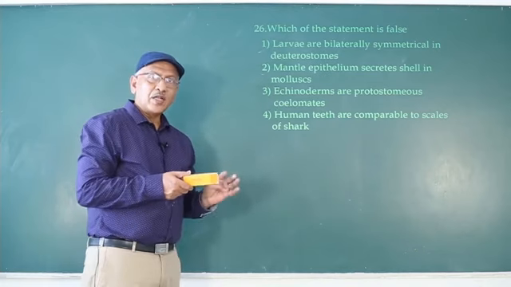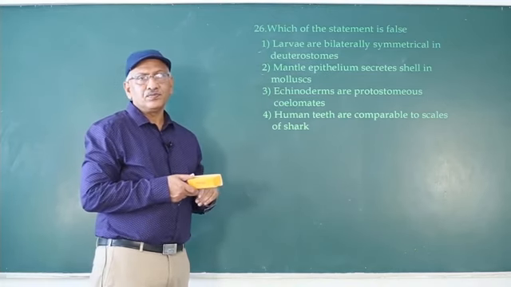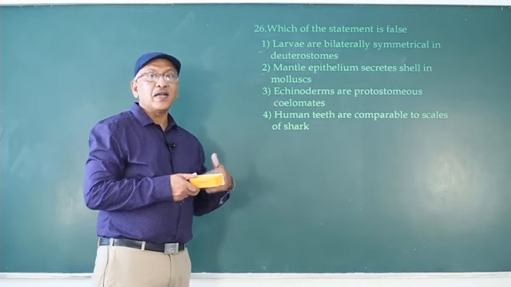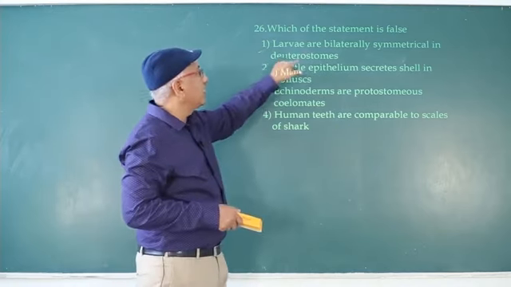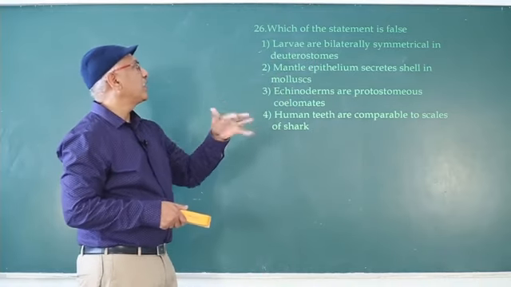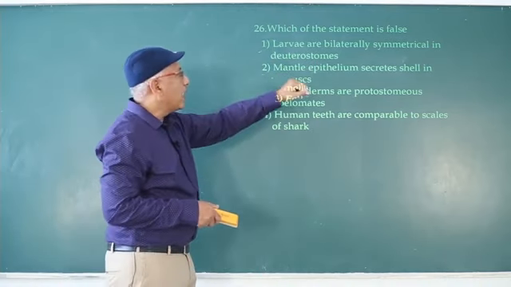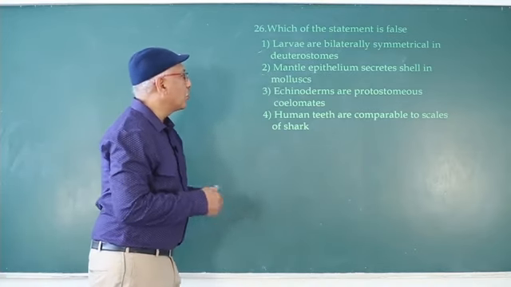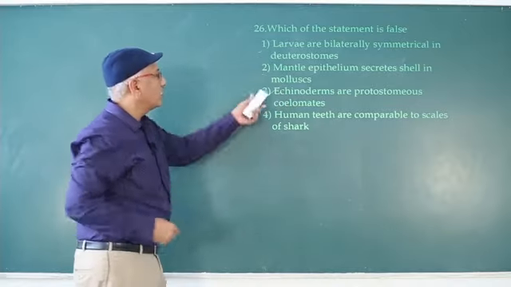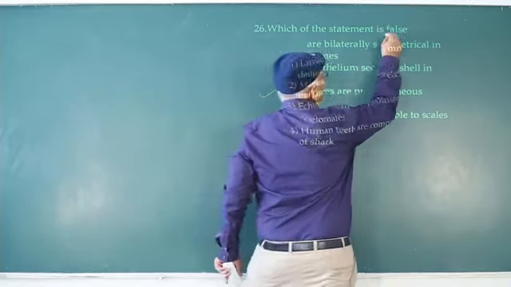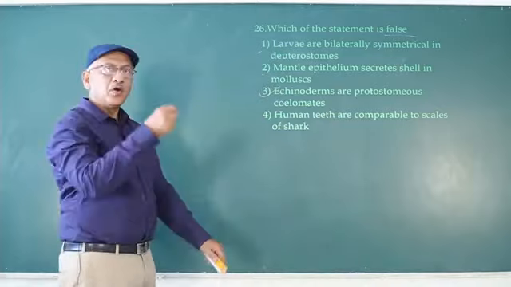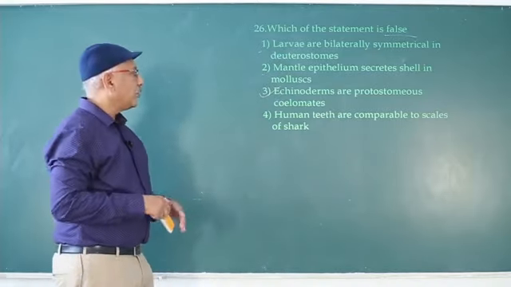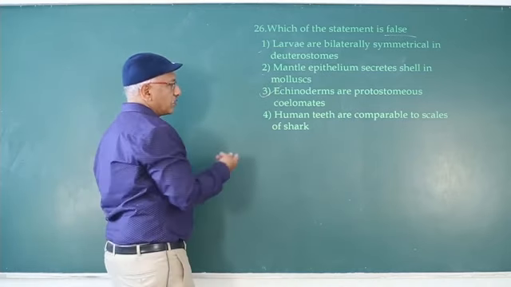Deuterostomes means echinodermata, hemichordata, chordata. In echinodermata, larval forms are bilaterally symmetrical, adults radially symmetrical. Here the statement is larvae are bilaterally symmetrical in deuterostomes, correct. Mantle epithelium secretes shell in mollusca, correct. Echinoderms are protostomes, wrong. So that is the false statement. So in such questions, first underline false or incorrect, later you go through. Human teeth are comparable to scales of shark.